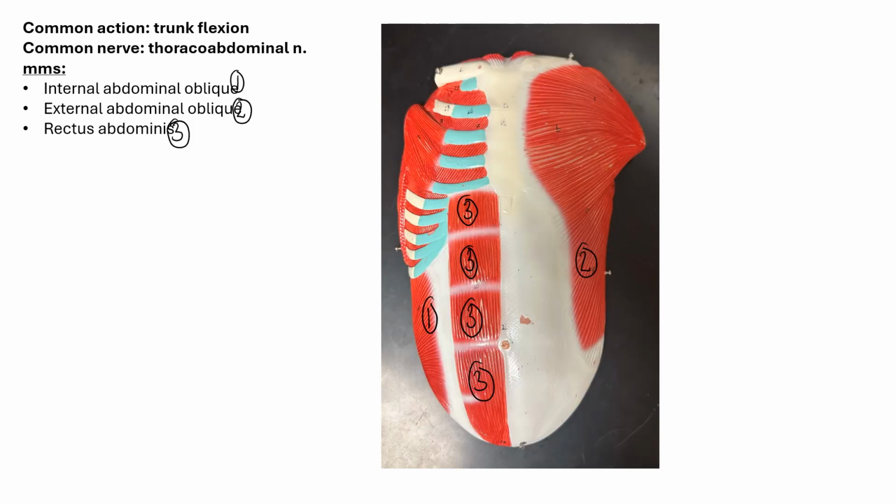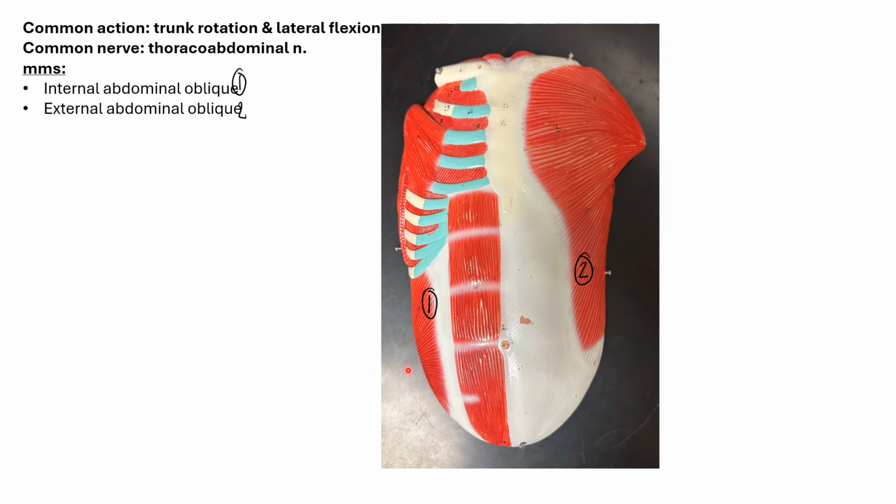Taking a look at the action of trunk flexion, the muscles that work to do this action are our internal abdominal oblique, our external abdominal oblique, and then our rectus abdominis muscle here. These three muscles are all innervated by the thoracoabdominal nerve and work to bilaterally contract to cause trunk flexion.